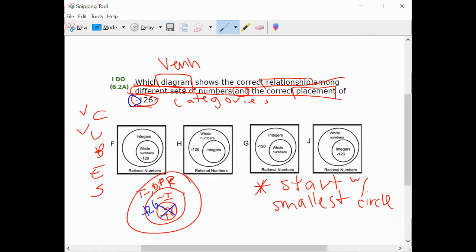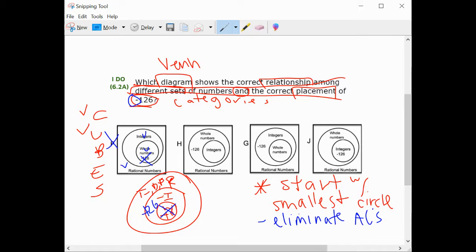Okay. So now I'm looking for a Venn diagram that looks exactly like the one I drew. So after I place it, I'm going to eliminate wrong answers to find the one that looks exactly like what I have. Let's start with F. F has whole numbers, integers, and rational, so that looks right. But it puts negative 126 in the middle. Only positive and 0 numbers can go in whole numbers.